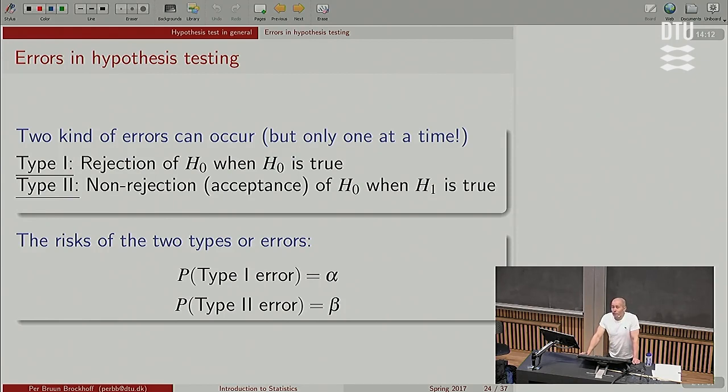You can make two kinds of errors when you do hypothesis testing. We'll get back to this. This is difficult for most people. This is what made Daniel Kahneman do all his nice scientific work that got him the Nobel Prize in economics, even though he was a psychologist.